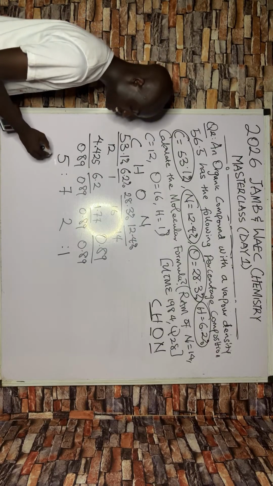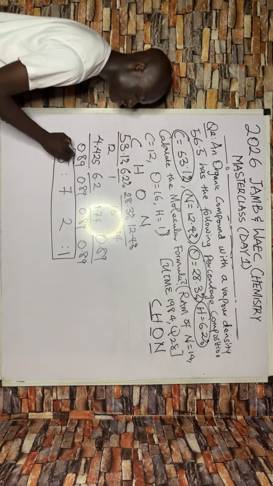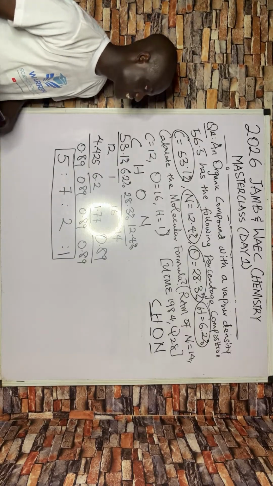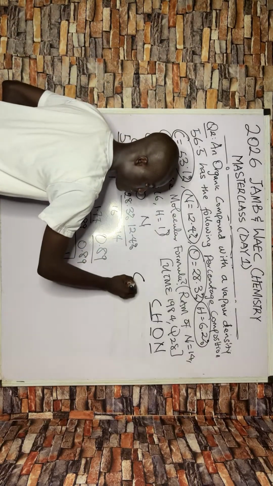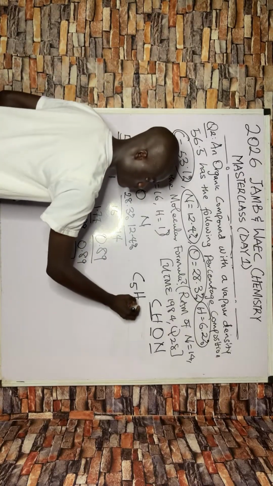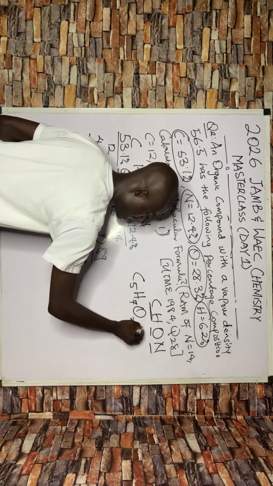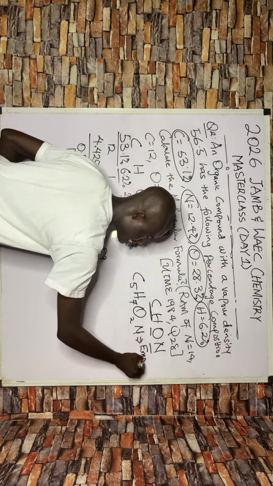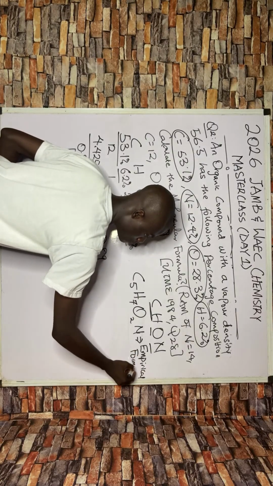So now we have the simplest whole number ratio: 5:7:2:1. So now I can input this: C5H7O2N. But this is our empirical formula. This is not the molecular formula.